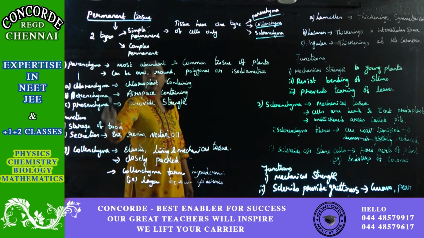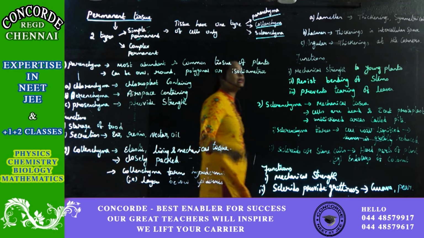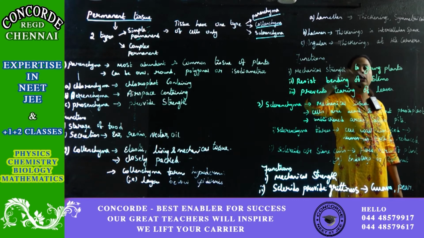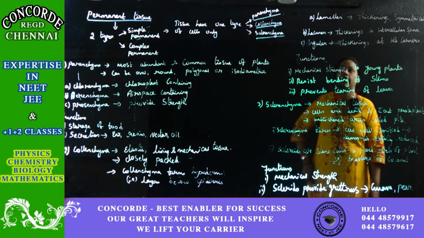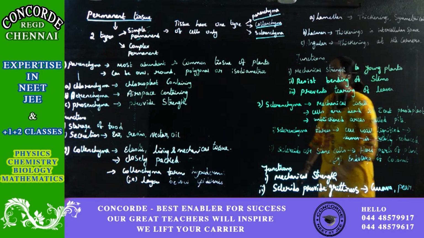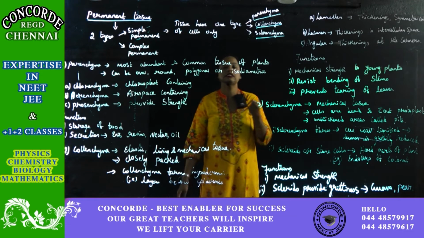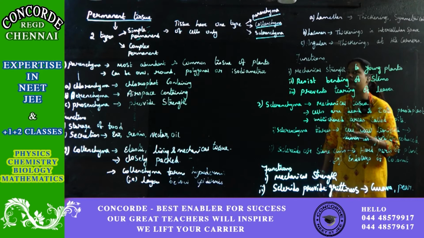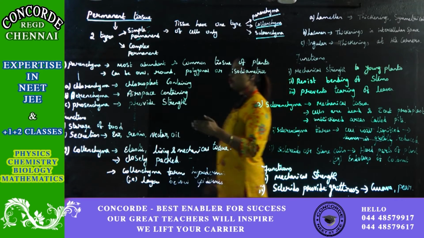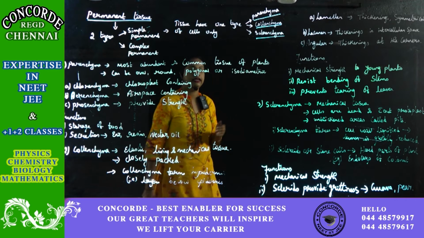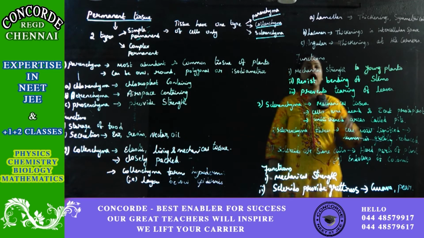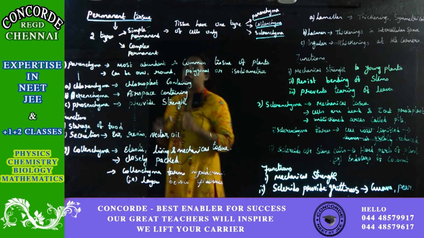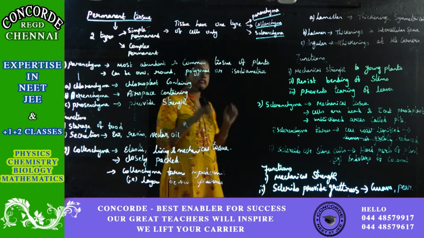Same like parenchyma, collenchyma also has three types. One is lamellar type, second one is lacunar type, third one is angular type. The lamellar type is where the thickening is seen in a symmetrical pattern. Lacunar type is where thickening is seen only in the intercellular spaces. Angular type is where thickening is seen at the corners of the plant.